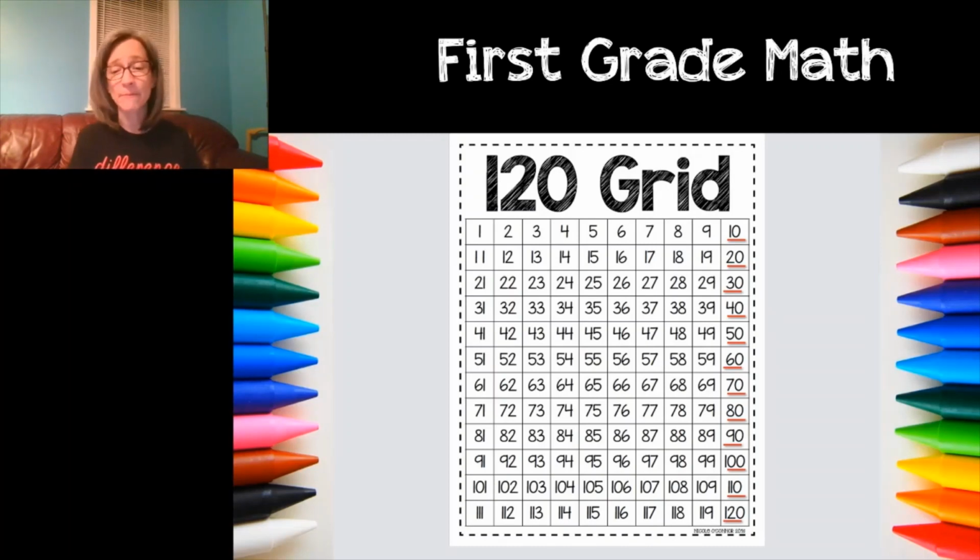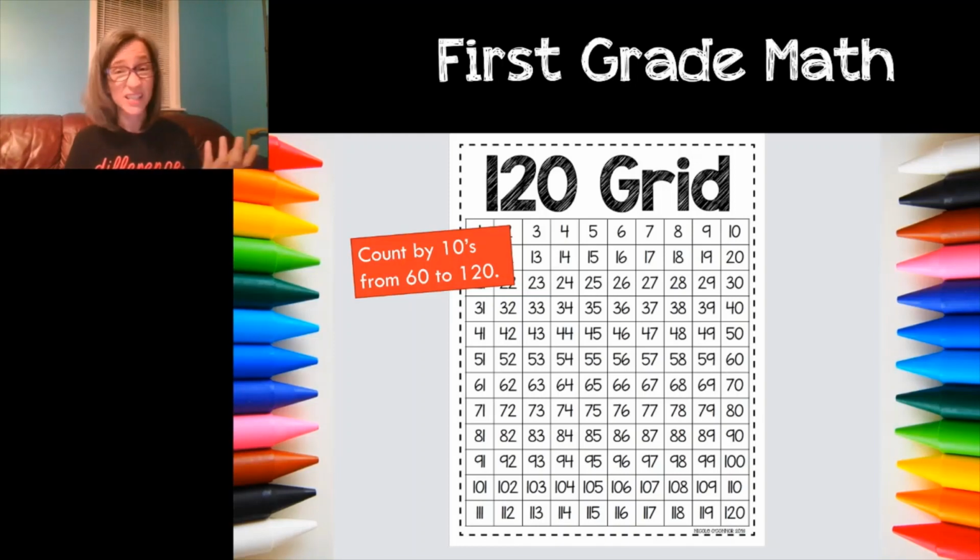We can also count backwards by tens. 120, 110, 100, 90, 80, 70, 60, 50, 40, 30, 20, 10. Let's count forward again. 10, 20, 30, 40, 50, 60, 70, 80, 90, 100, 110, 120.